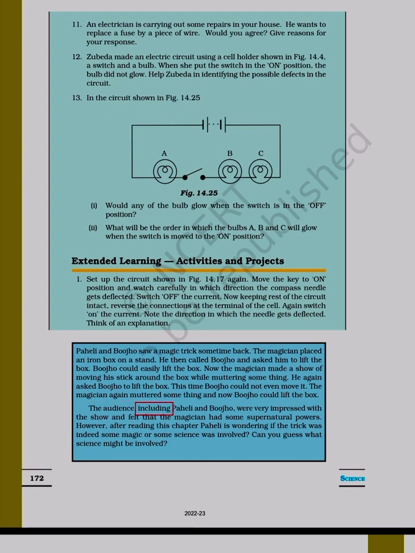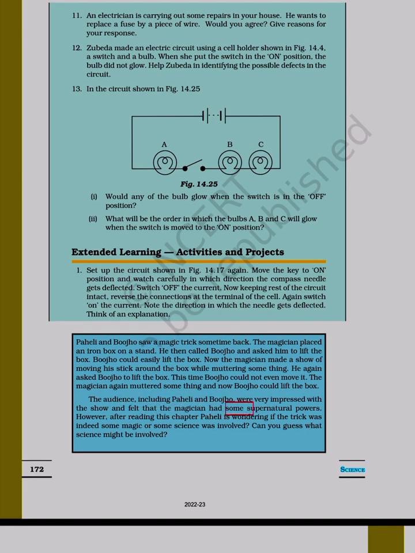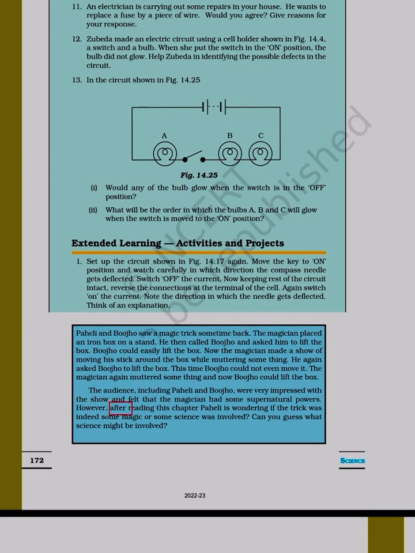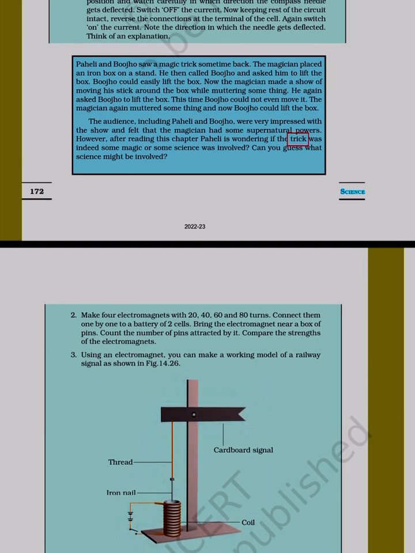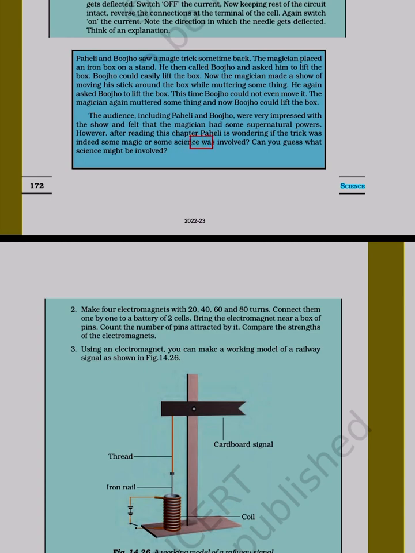The audience, including Paheli and Boojho, were very impressed with the show and felt that the magician had some supernatural powers. However, after reading this chapter, Paheli is wondering if the trick was indeed some magic or some science was involved. Can you guess what science might be involved?